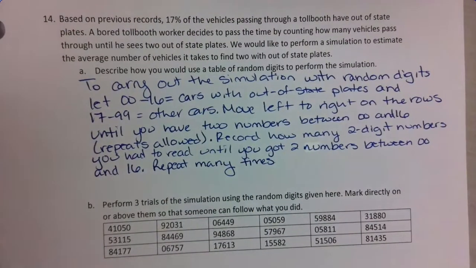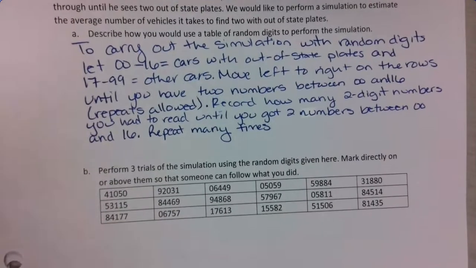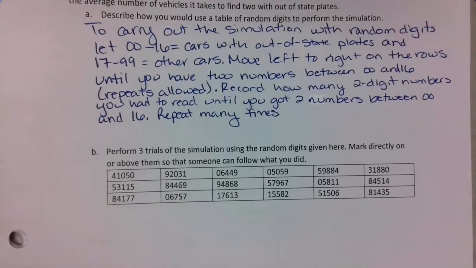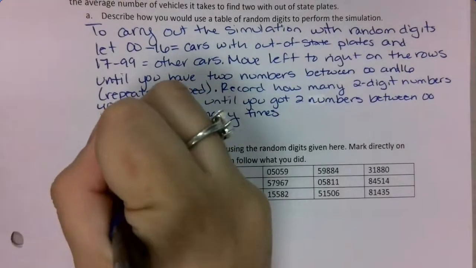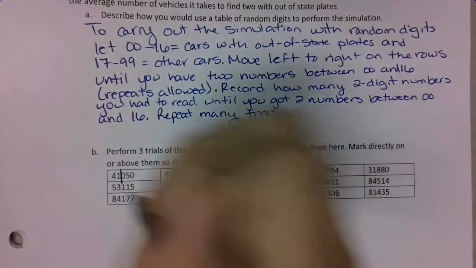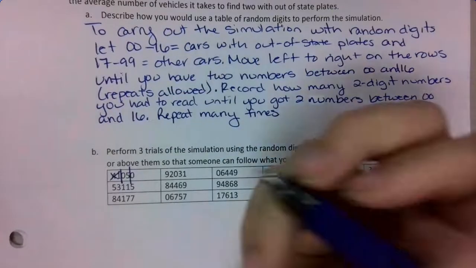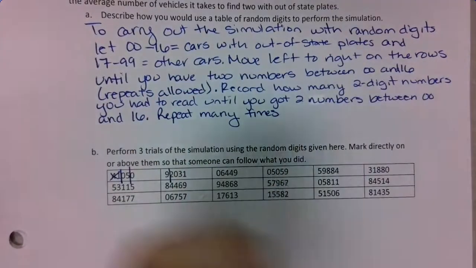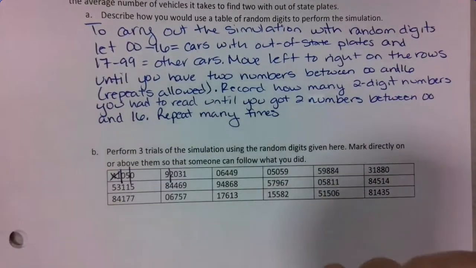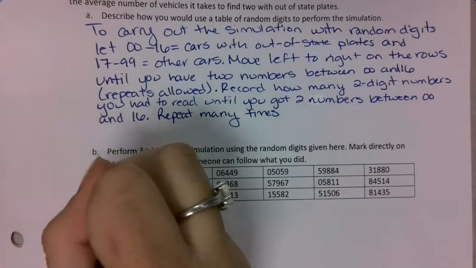Okay, so then B wants me to perform 3 trials using the random digits here, marked directly on above so someone can follow what I did. So I'm going to break it up into 2 digits. 41 is not an out-of-state, 5 is, 9 is. So this one, it took 3 cars, so in the first trial.